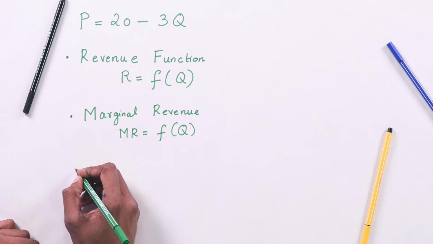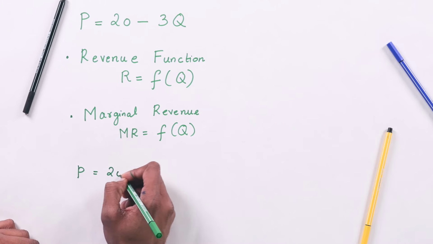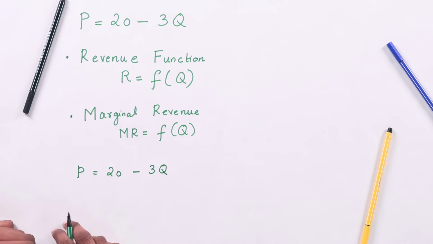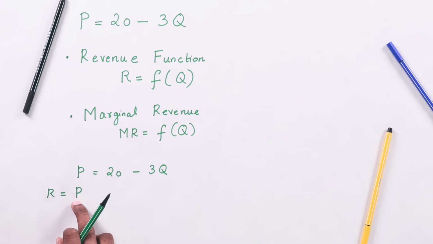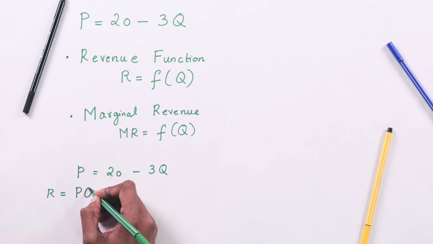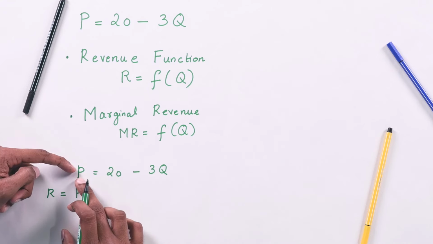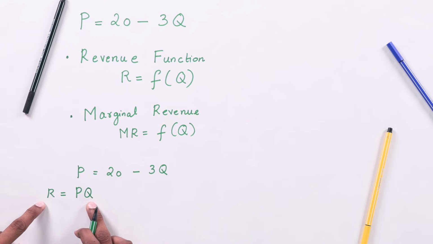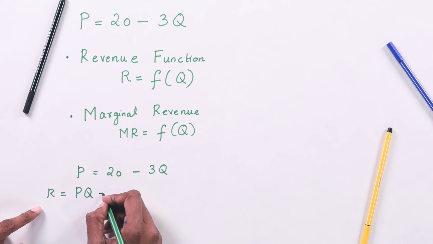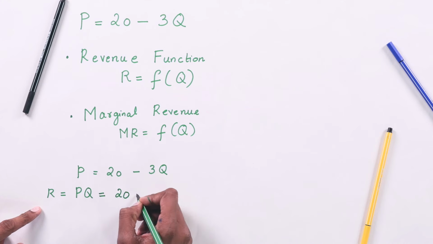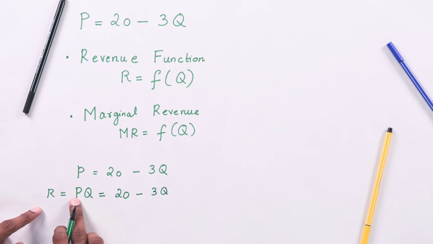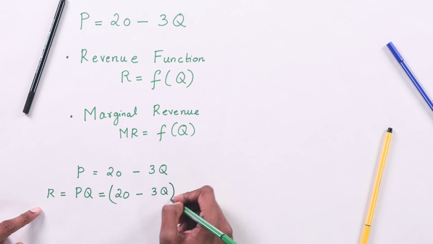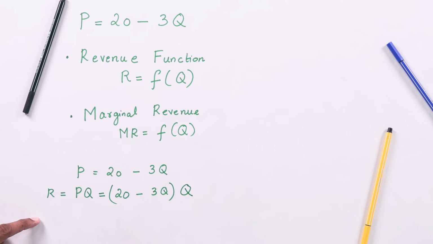So, given our demand function P equals 20 minus 3Q, the revenue function can be calculated by multiplying the price, or the demand function, with the quantity. So, take our demand function and multiply it by the quantity, and that will give you the revenue function. Doing the maths here, you will get 20 minus 3Q, that is our demand function, multiplied with the quantity. Now, you have learned how to expand brackets and make algebraic simplifications. Let us do that here.